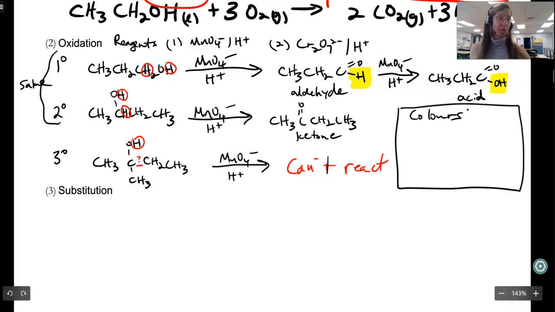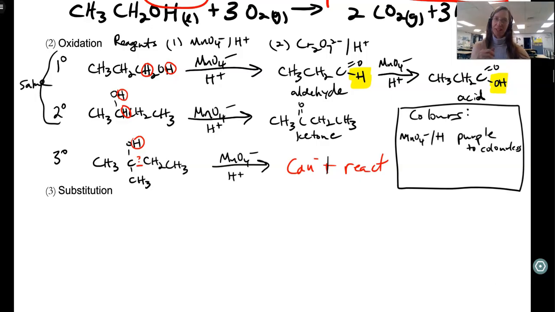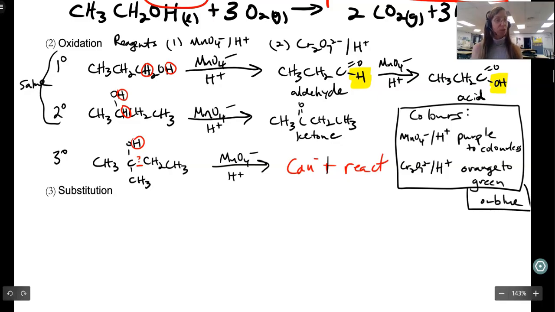And just to remind you, just to put it in writing, the color changes. The potassium permanganate, hopefully you remember, is purple, and it becomes colorless when it reacts in acid. The dichromate is orange, and when it reacts, it becomes green or sometimes even blue, like a gray-blue color. That's why you might see different colors in different descriptions. So we can see the change.